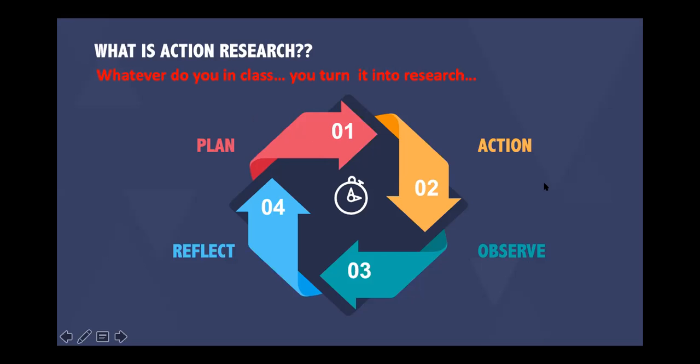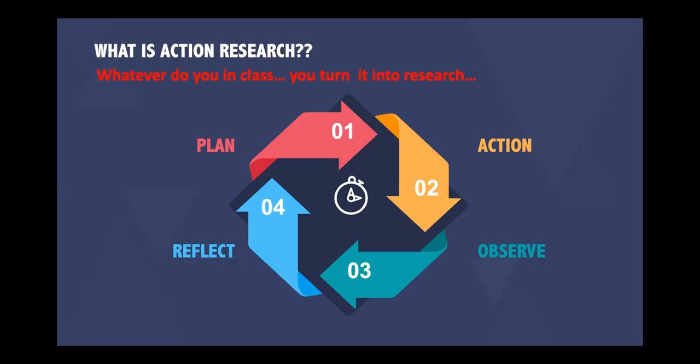Then you observe. Okay, if your plan is 1, 2, 3, so make sure that during your class, you do the plan. First, you are going to do this. Second, you are going to do this. Third, you are going to do this. All right. And then during that particular process, you observe. What happened? Can the student do whatever task that you ask them to do?